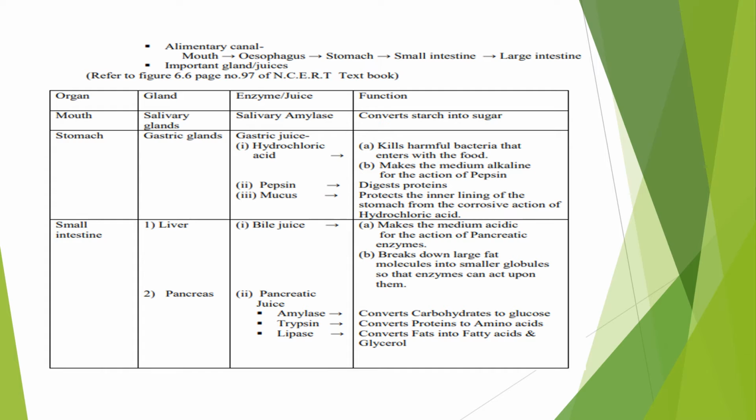Then the small intestine consists of two glands mainly, liver and pancreas. The liver secretes bile juice, which makes the medium alkaline for the action of pancreatic enzymes. And secondly, it breaks down large fat molecules into smaller globules so that enzymes can act upon them. When we talk about the pancreas, it secretes pancreatic juice, which consists of amylase, trypsin, and lipase. Now, amylase converts carbohydrates to glucose, trypsin converts proteins to amino acids, whereas lipase converts fats into fatty acids and glycerol.